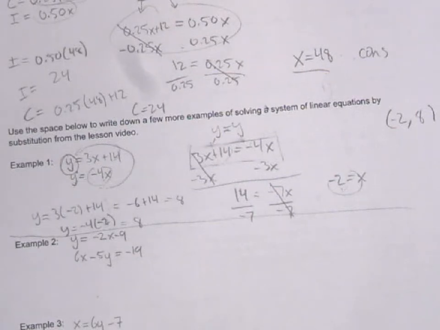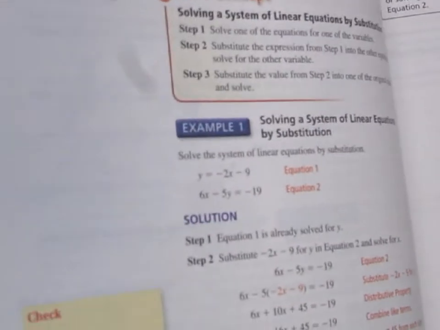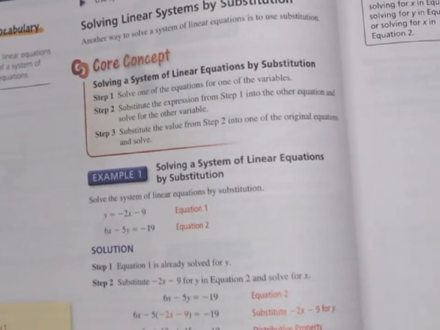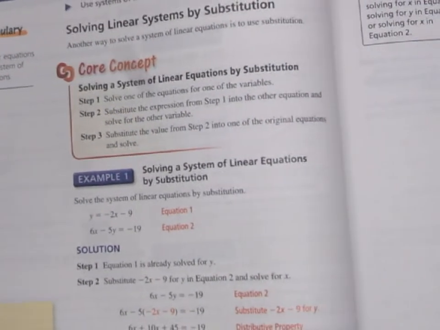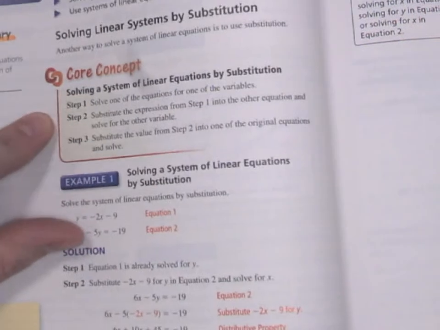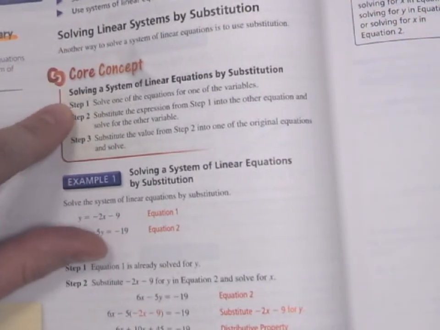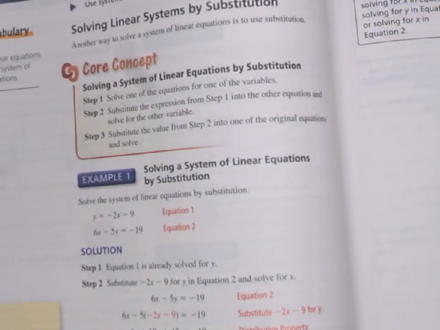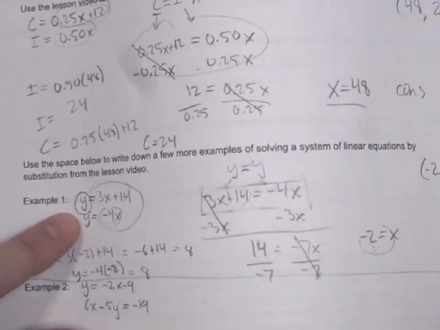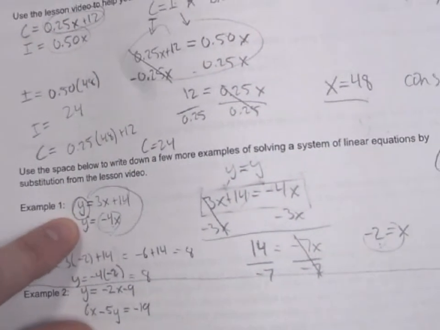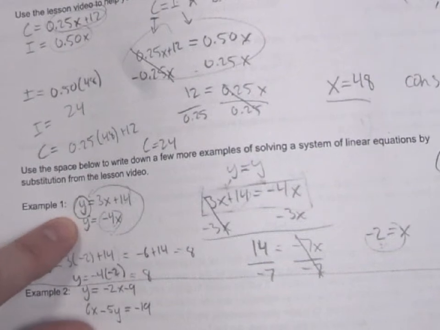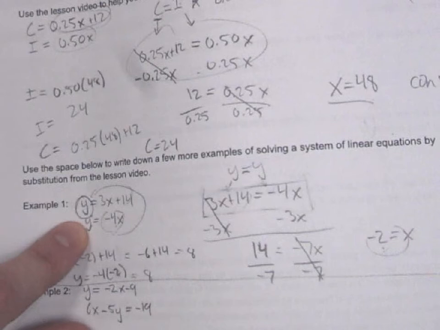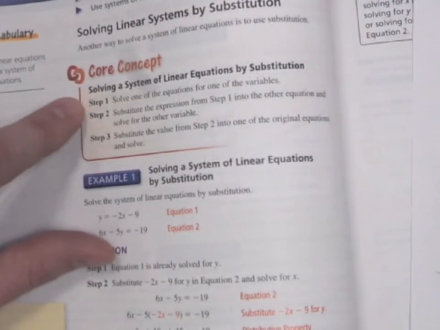Okay. Let me show you in your book what that looks like, in case you need some extra help. This is on page 224, and it's in section 5.2. Okay. So this is the core concept. These are your steps. First, solve one of the equations for one of the variables. Now if you look here, these equations are already solved for one of the variables. In other words, you want to have an equation where a letter is by itself. So y is by itself here, and y is by itself here. So that was already taken care of for us.